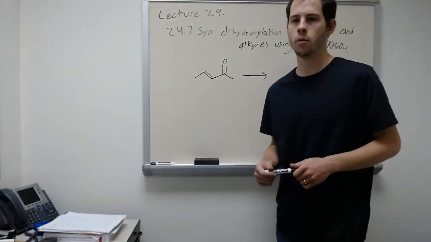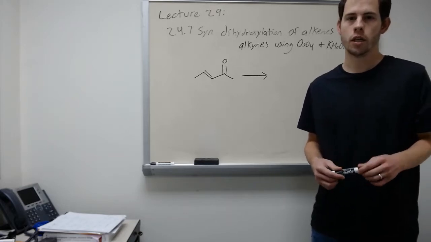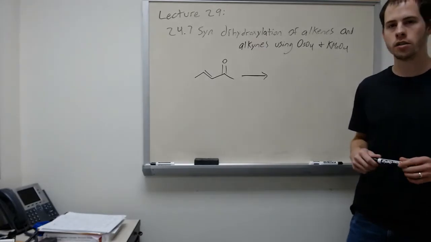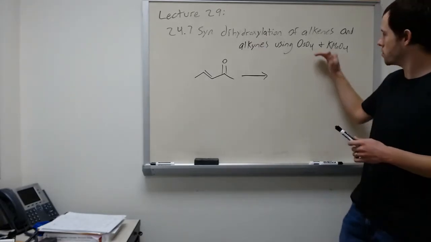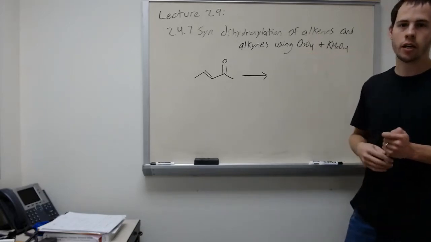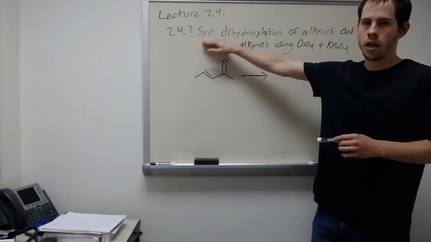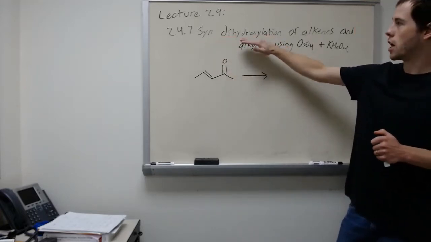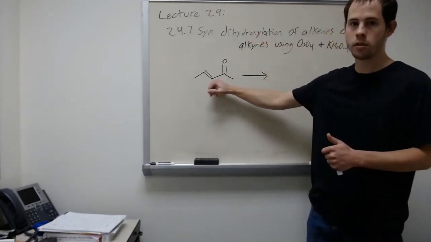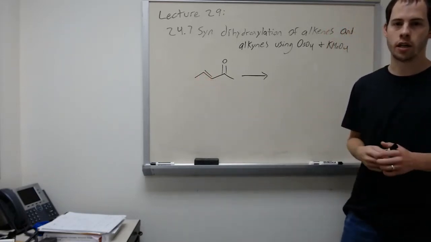All right, in lecture 29, we're going to finish up chapter 24, and that'll be all of the material for exam 3. So we're first going to talk about syn dihydroxylation of alkenes and alkynes using osmium tetroxide, OsO4, and potassium permanganate, KMnO4. Syn means the same side, and dihydroxylation means we're adding two OH groups. We're going to add an OH group to this carbon and an OH group to this carbon, and they're going to be pointing in the same direction.